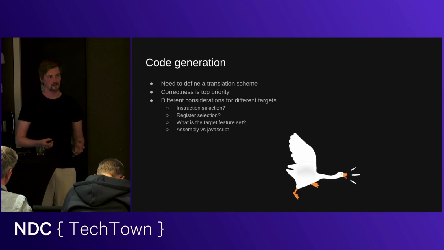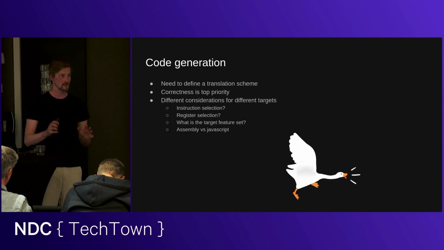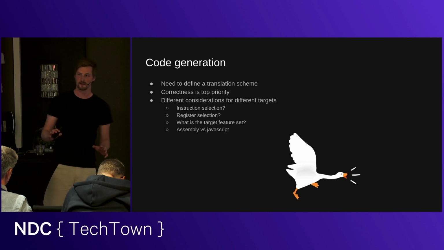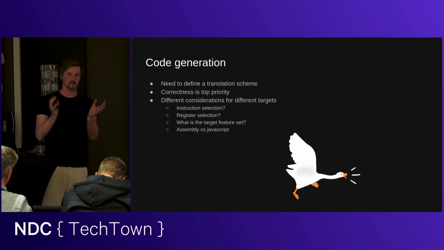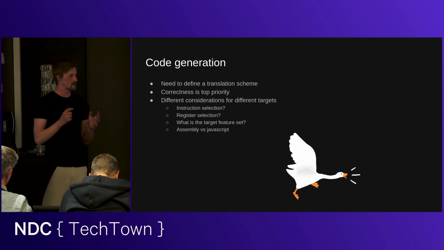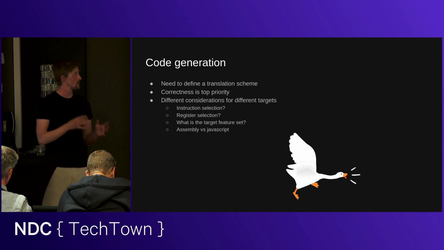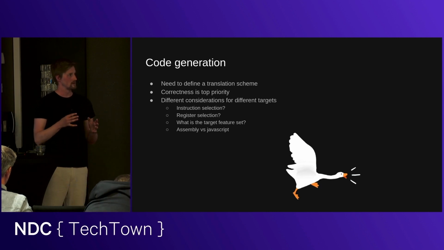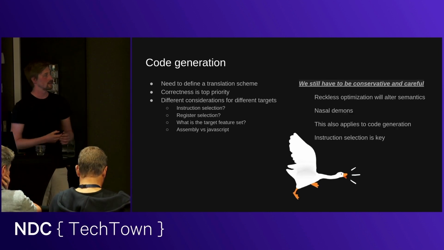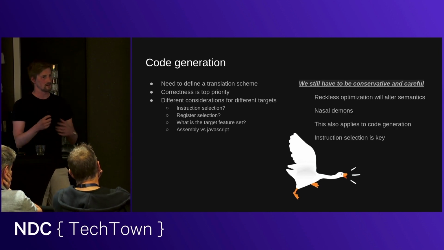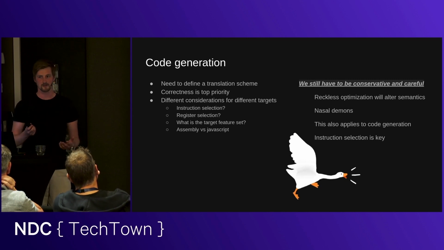Finally, code generation. This is the last step, so bear with me now. You've been great. We need to define some translation scheme, because all we have now is some data structures, right? It's not code, it's not text, it doesn't look like anything. So our translation scheme has to be correct, because of nasal demons, right? And it has to take into account the different considerations which we discussed for a platform.